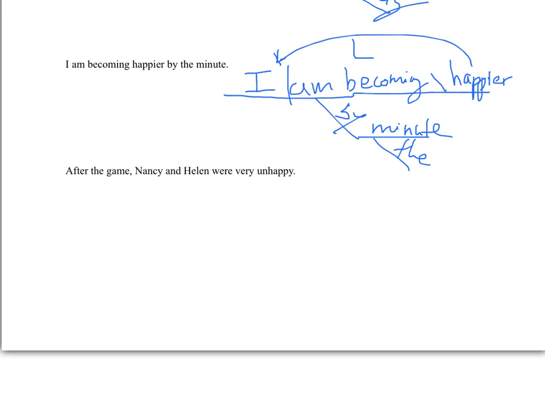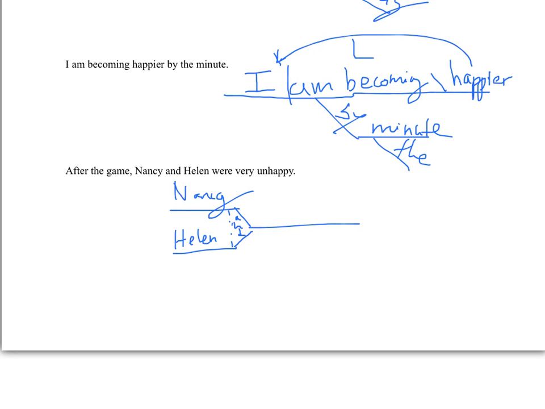Finally, after the game, Nancy and Helen were unhappy. All right. Now, you may have been stuck on this sentence because of the two subjects. So let me show you how to diagram two subjects. It looks like a fork. We have Nancy and Helen. The word "and" goes in this little triangle that I made with a dashed line. No, I'm not making that up. That's how you diagram it.